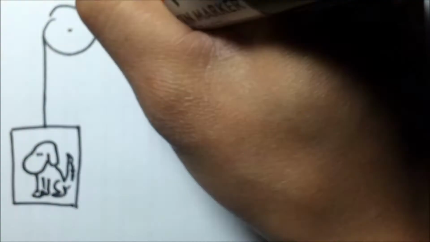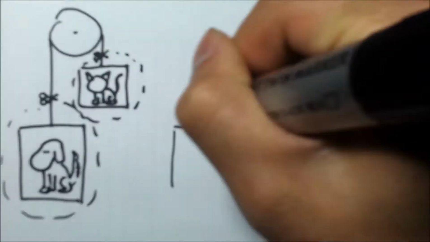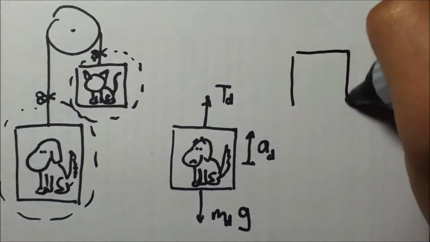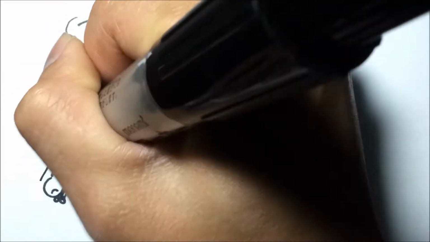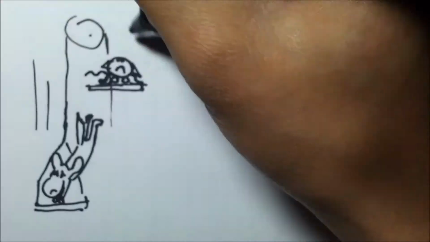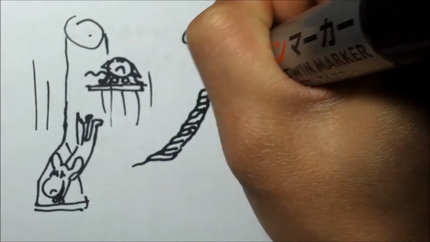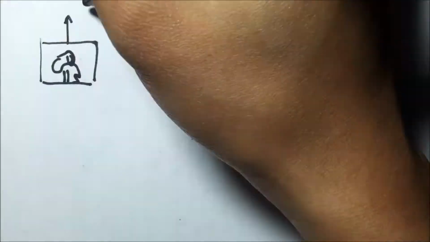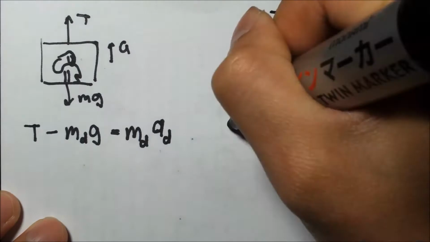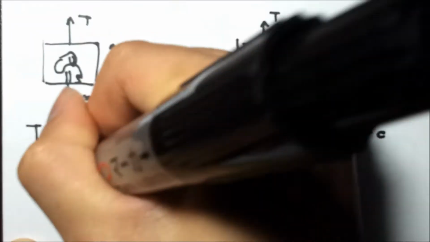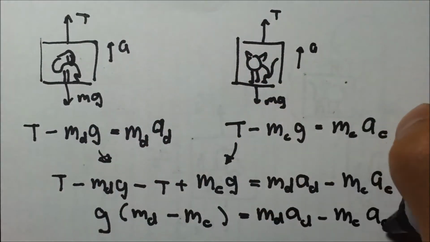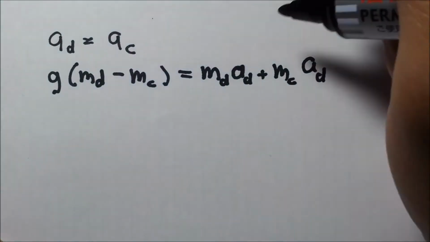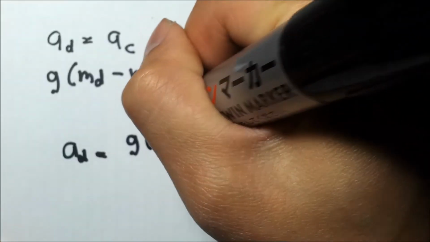But what if there are two different objects? Then we need to split both objects into separate free body diagrams and create individual equations. But wait, the acceleration of the doll is just the opposite of the acceleration of the cat, and the tension of the rope is the same throughout. Knowing this fact, we can create individual equations of both these objects and put them together into one equation. Both the T's cancel out. Now we have to do some simple substituting and rearranging, and we can work out the acceleration.